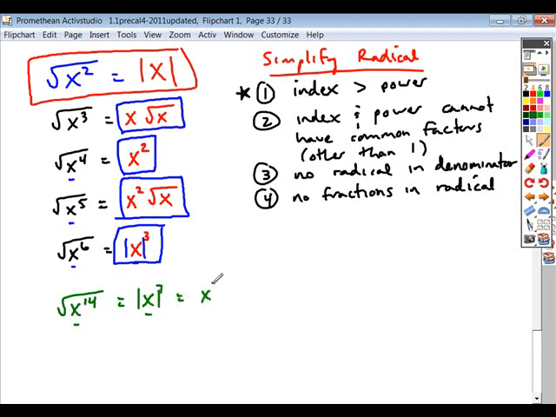So if you put absolute values, it doesn't matter whether it's inside or outside. I'll probably usually just put it around the variable itself and put the power on the outside, but it can be either one. All right, not too difficult.